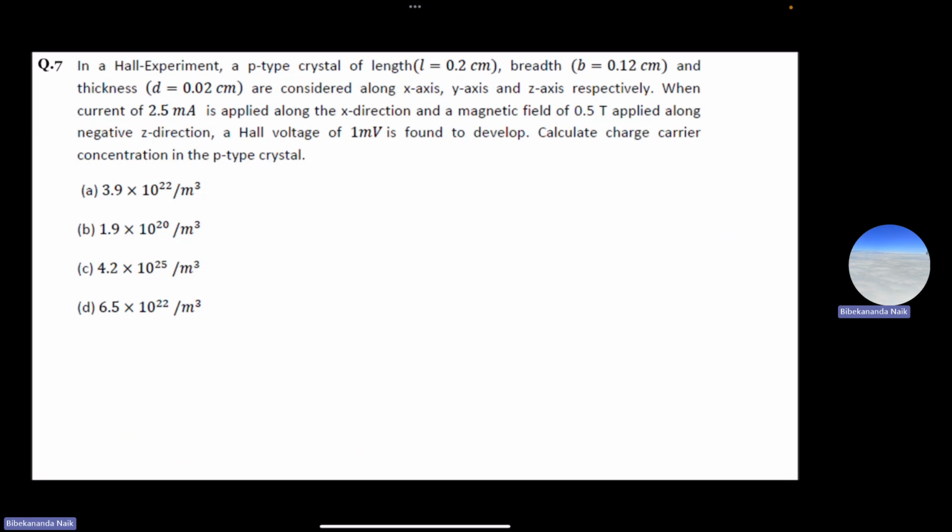Since Hall voltage is developed, we will first use the expression of Hall voltage, and from that Hall voltage we will calculate the value of Hall coefficient, and then from Hall coefficient we will calculate the value of the charge carrier concentration in the p-type crystal. So I'll give you a few minutes to try this question, and then I will discuss how you will solve it and what will be the correct option.